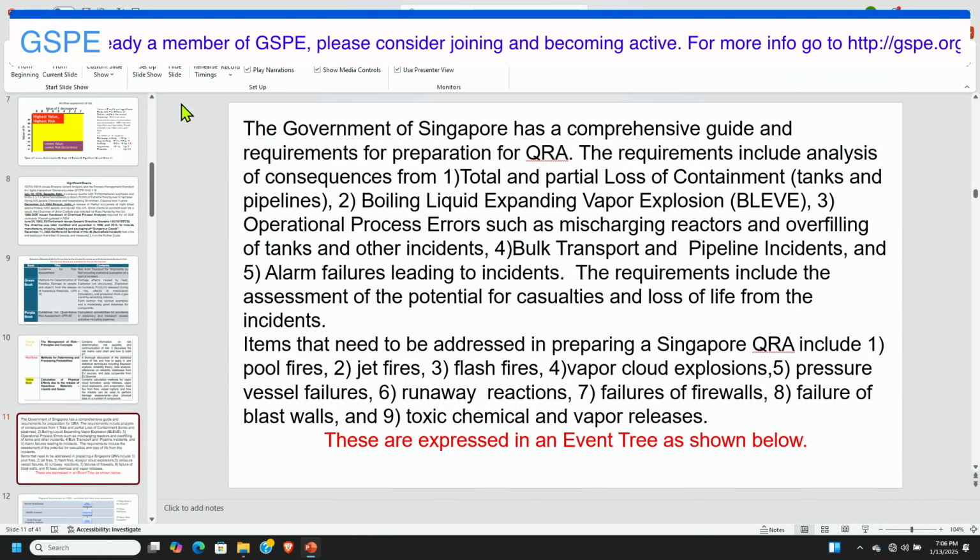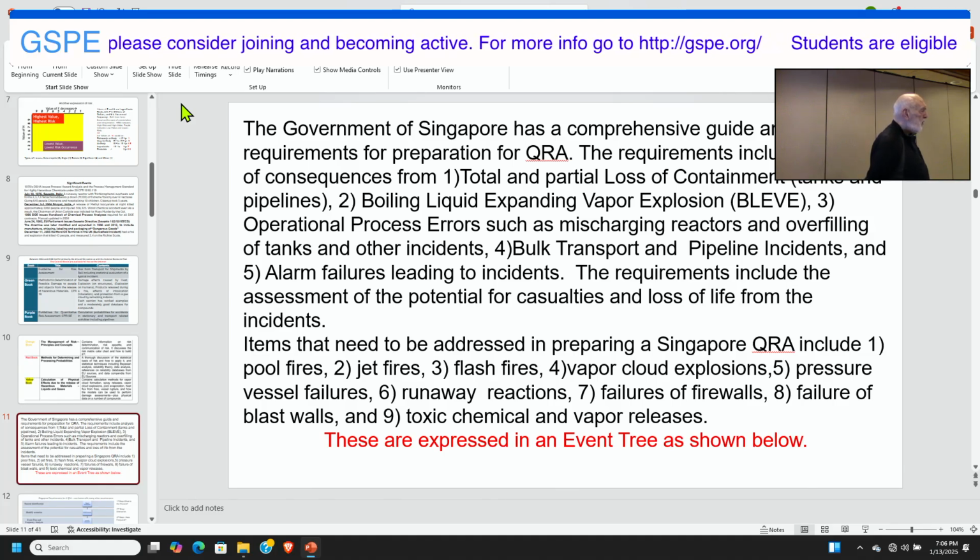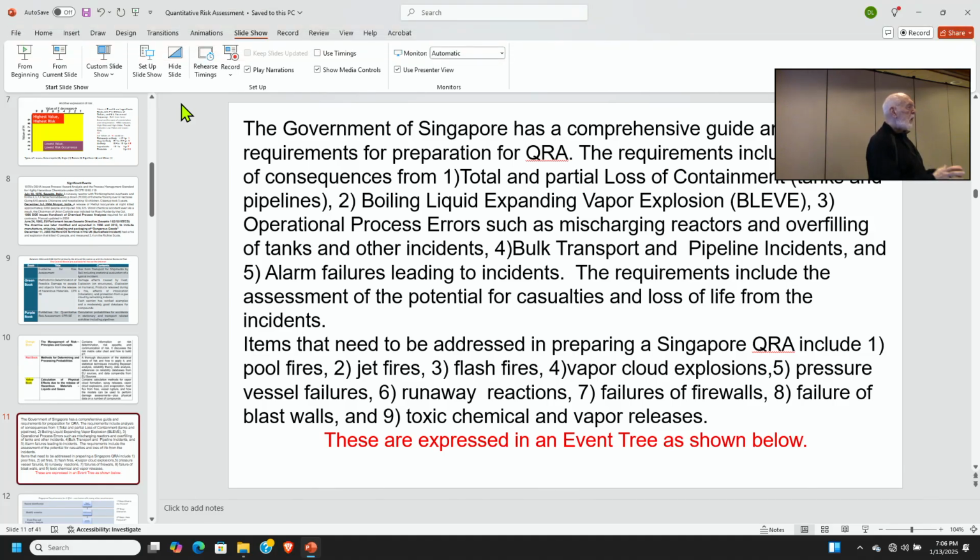The government of Singapore came up with, in response to some of this, a comprehensive guide and requirements for preparation of a QRA. Any new facility going up in Singapore has to provide a QRA and must include total and partial loss of containment for tanks and pipelines, boiling liquid expanding vapor explosions, operational process errors such as mischarging reactors and overfilling of tanks, bulk transport and pipeline incidents, and alarm failures which lead to incidents.